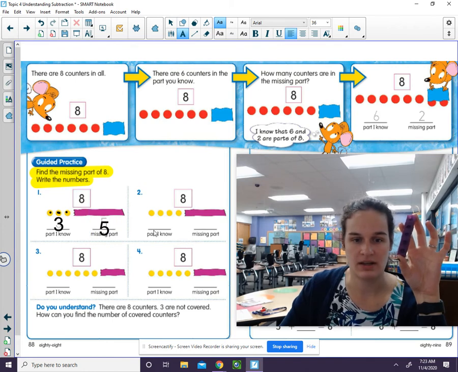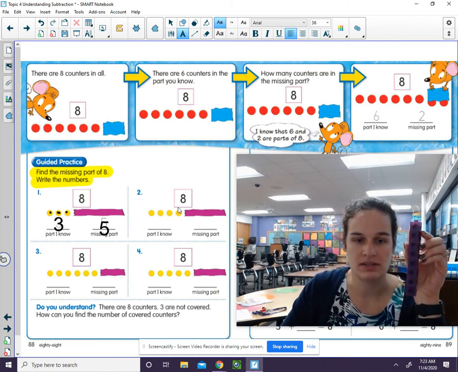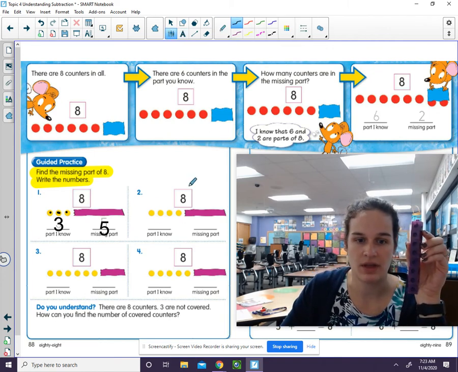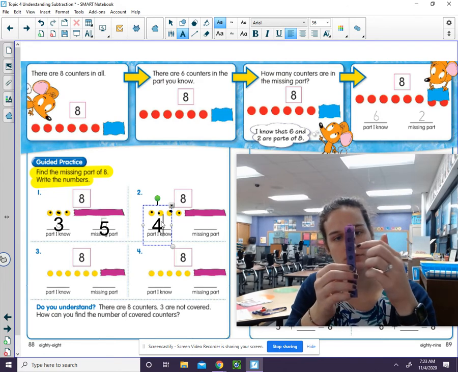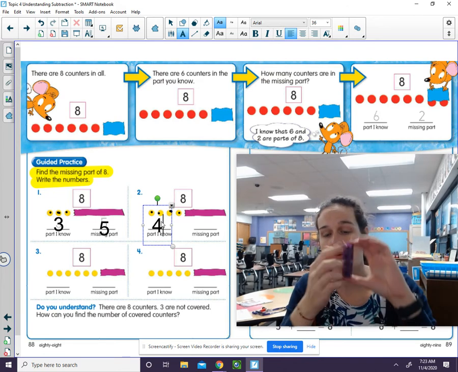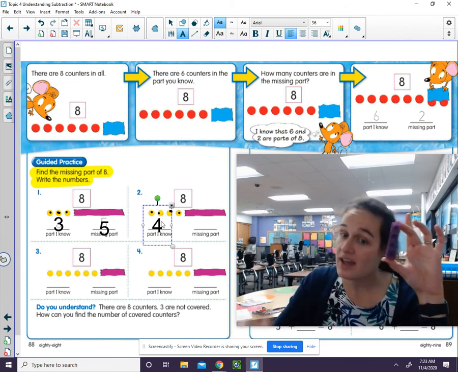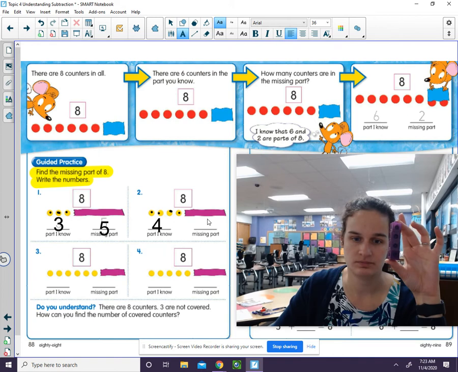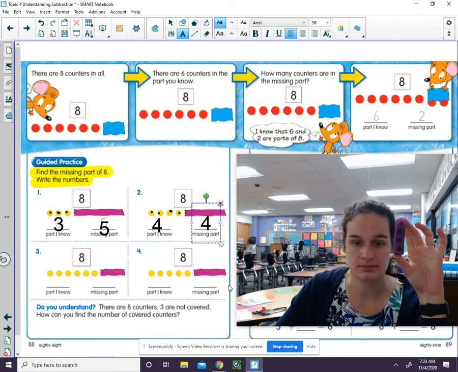Okay, let's try another one. So here it says we need to start with 8. The part I know is these dots, so I'm going to count them. It's 1, 2, 3, 4. I'm going to write that down, and then I'm going to take 4 off from here. 1, 2, 3, 4. And then I'm going to count the missing part. The missing part was 1, 2, 3. It was also 4. Because 4 and 4 is 8.